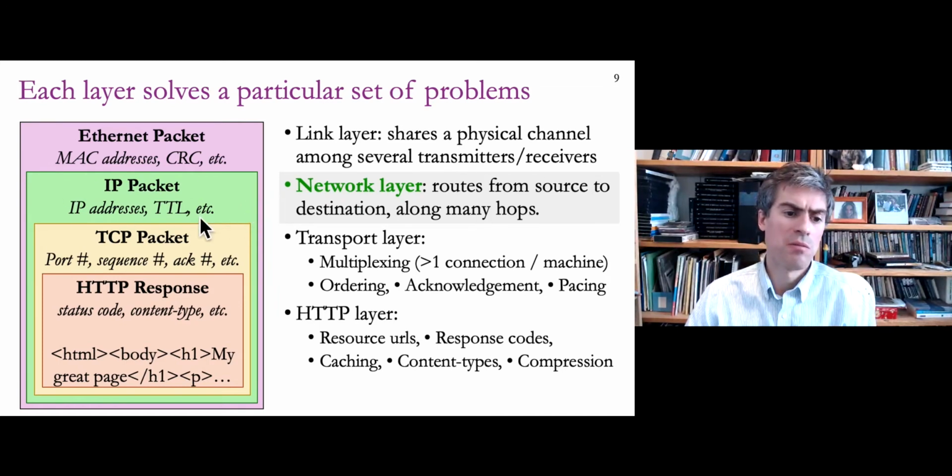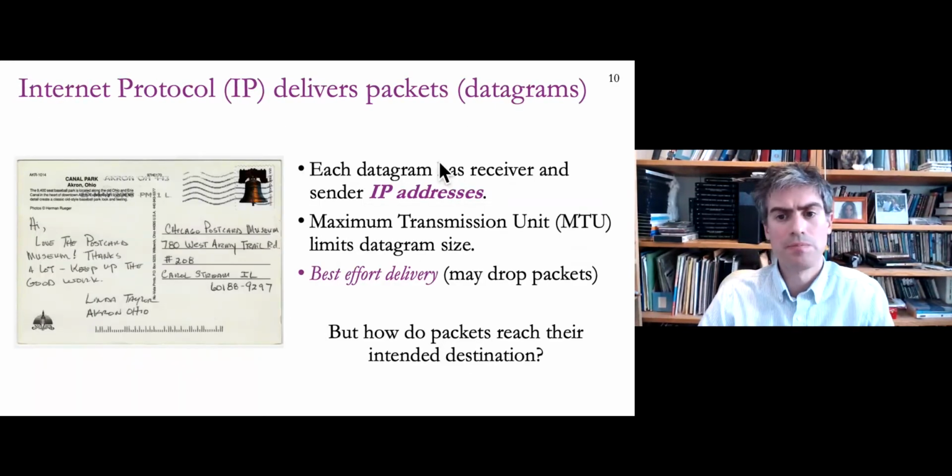And the purpose of all this information we're adding above TCP is to give the necessary information to route the data from a source to the destination going along many hops. Okay, so that's an important problem on the internet that we haven't talked about yet. How do we navigate the internet, literally? That's what we'll be dealing with here.